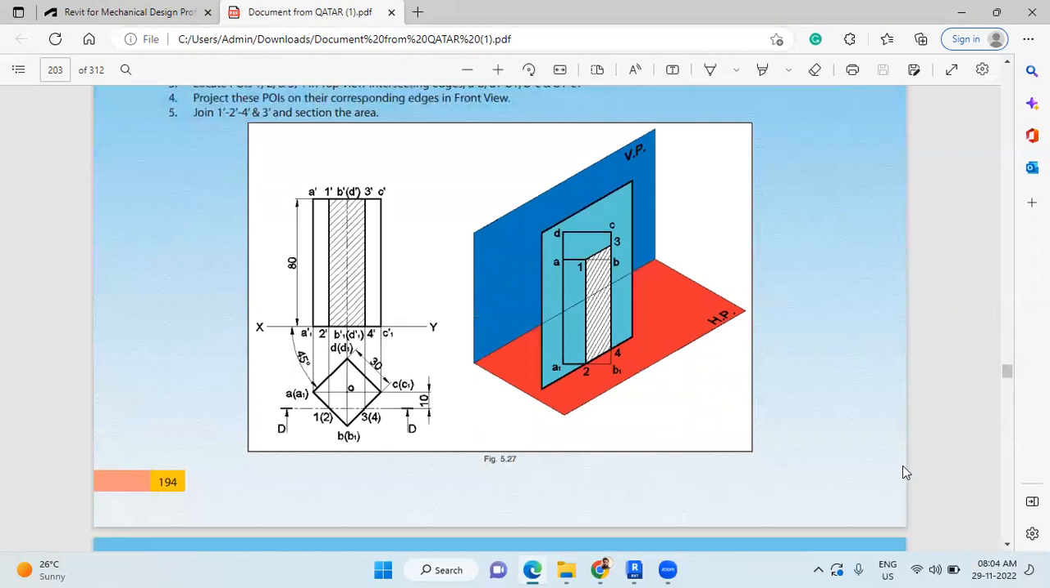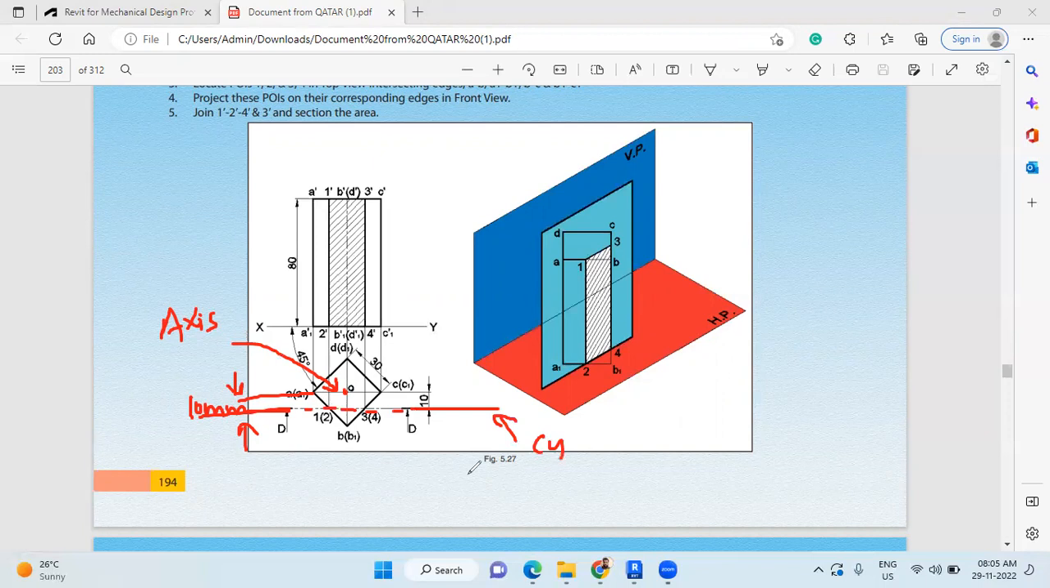So I will draw the cutting plane. This is my axis line, the center. Take this distance as 10 millimeter. This distance is 10, right? Yes, sir. So this distance is 10 mm, and then draw the cutting plane. So this is my cutting plane.